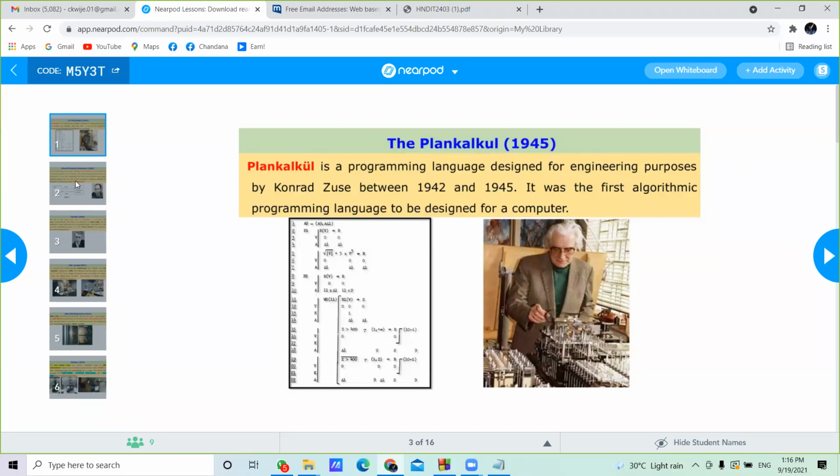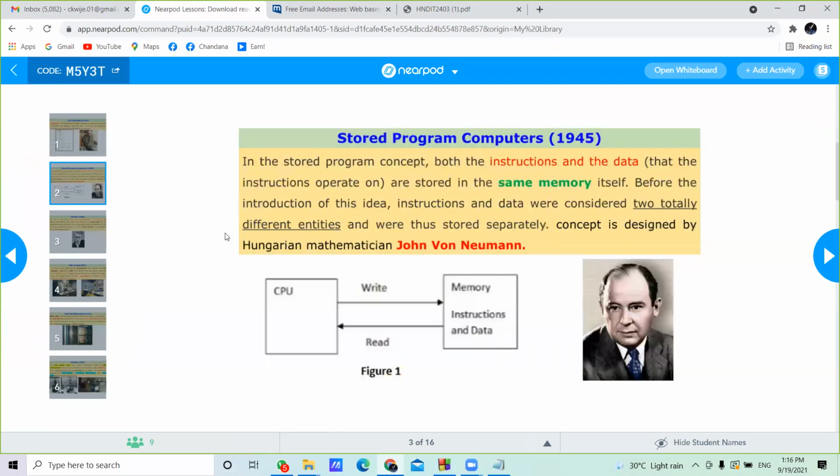Another milestone is the stored program concept, 1945. Stored program computers are very important. Even today, our desktop computers use this concept. It was invented by John von Neumann, also known as the von Neumann architecture.